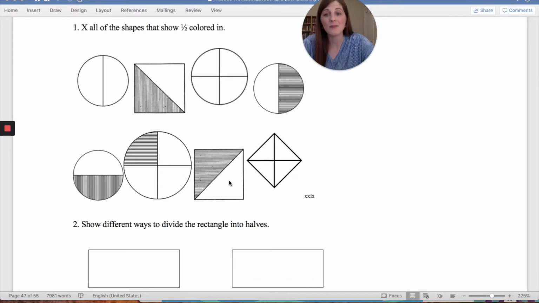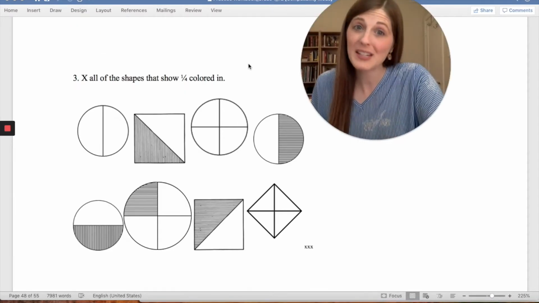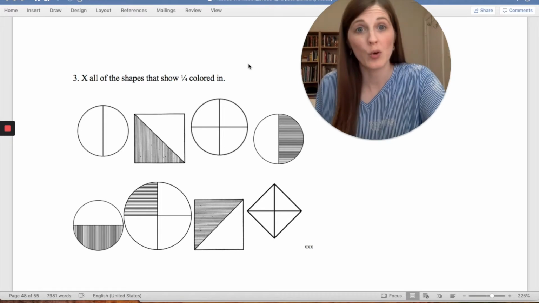Okay, look at this one. Ding, ding, ding. Oh, y'all are good. Okay, what about this one? Wah, wah. It has 4 equal parts and none colored in. Oh, boys and girls, y'all are doing good. What do you think, Felicia? Yep. Okay, now we need to practice our fourth, or quarter.